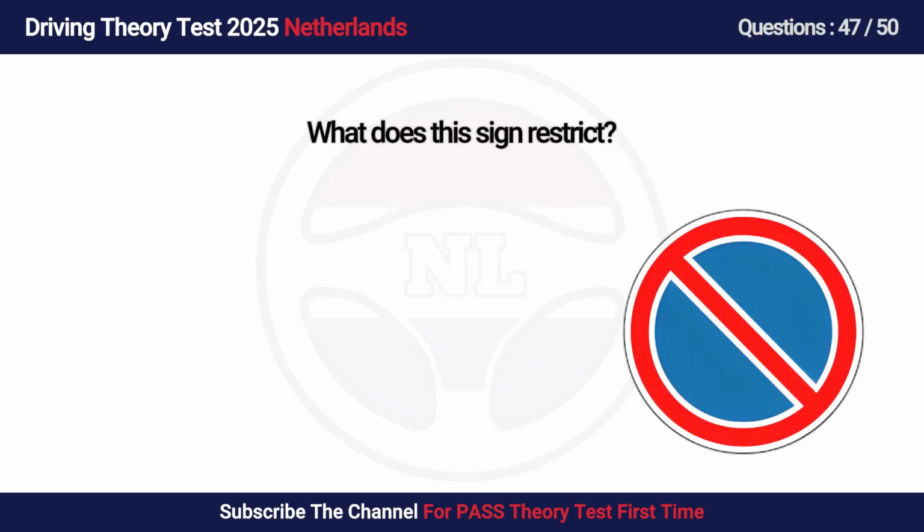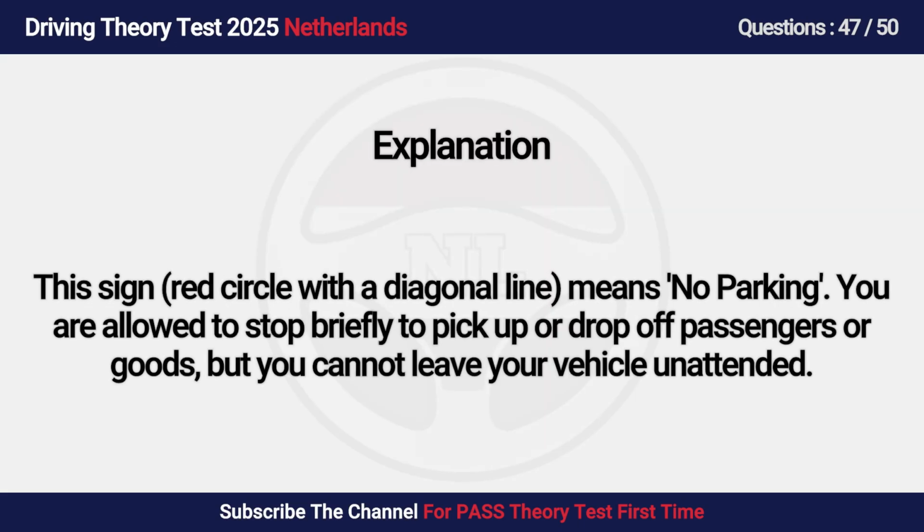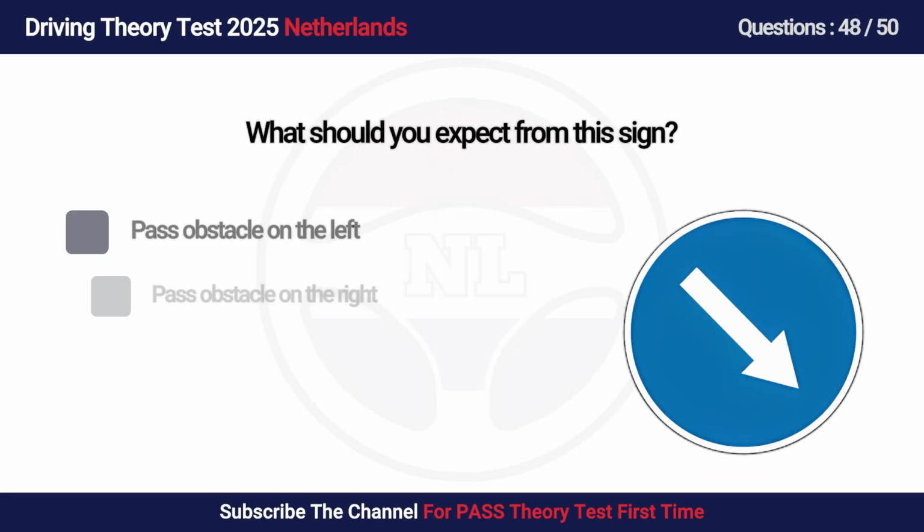Question 47. What does this sign restrict? A. No parking. B. No stopping. C. No entry. D. No waiting. Answer is A. No parking. This sign, a red circle with a diagonal line, means no parking. You are allowed to stop briefly to pick up or drop off passengers or goods, but you cannot leave your vehicle unattended.